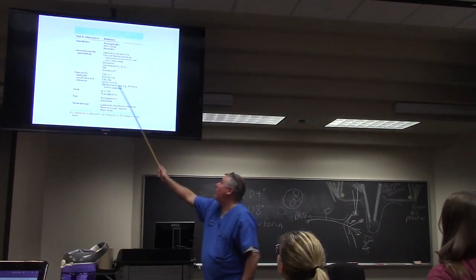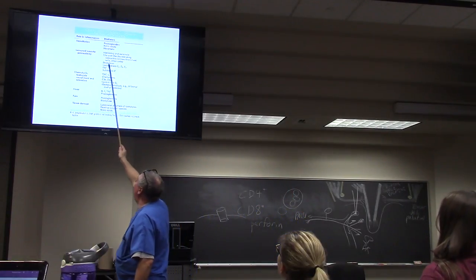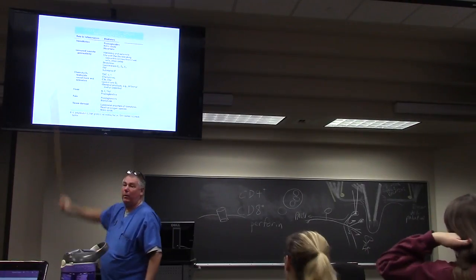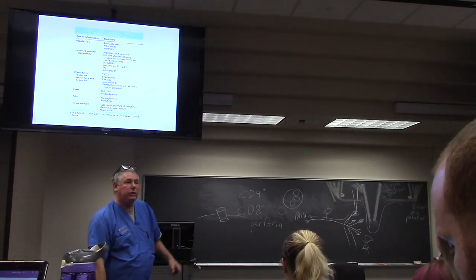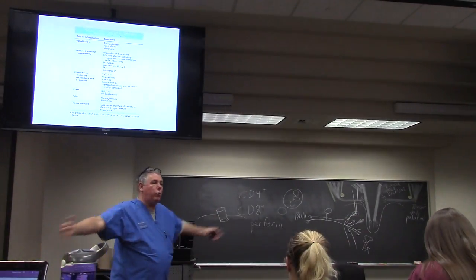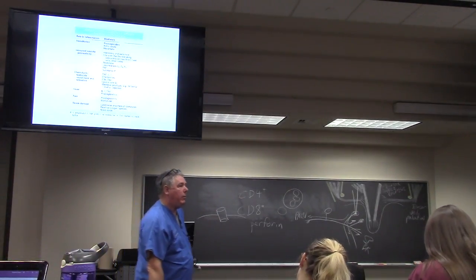Bradykinin, right there, increases vascular permeability. Substance P does as well. So that produces the tumor. You get swelling. You're recruiting the inflammatory process.